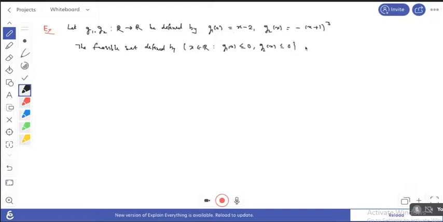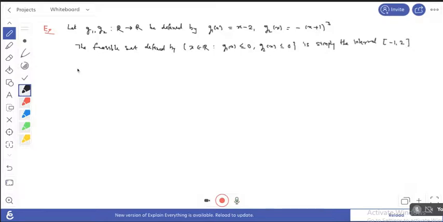If we try to find the region, this is simply the interval. The feasible set is the real numbers in the interval from minus 1 to 2. This is your feasible region that satisfies both conditions.